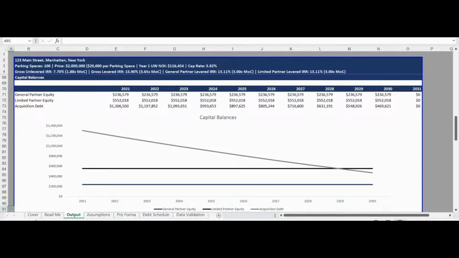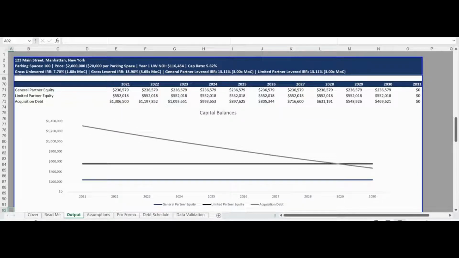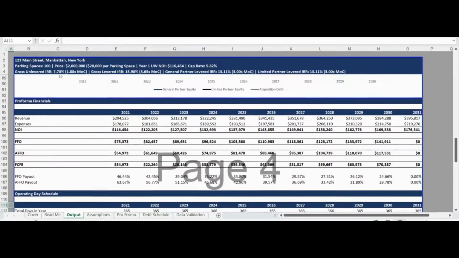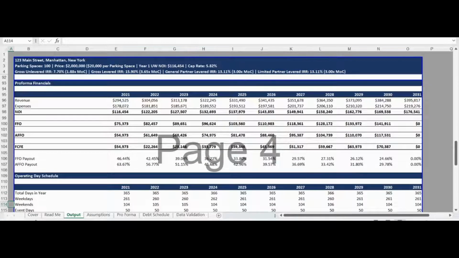The next section of the report highlights the annual capital balances for the general partner equity, limited partner equity, and debt. Data is presented as a data table as well as a line chart for those that prefer to analyze data visually. A summary cash flow is presented next, showing key financial line items, including net operating income, funds from operations, adjusted funds from operations, and free cash flow to equity. This section also includes key payout ratios.